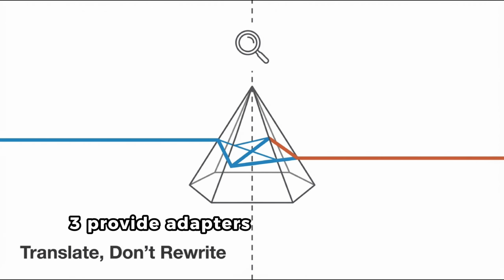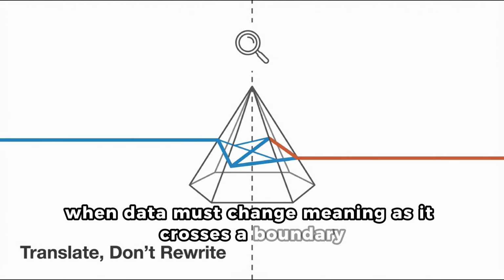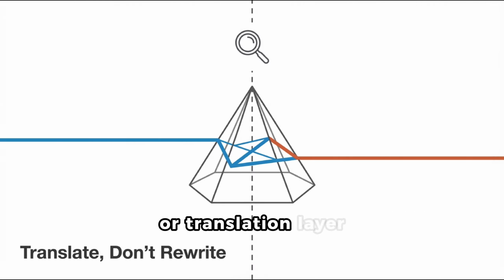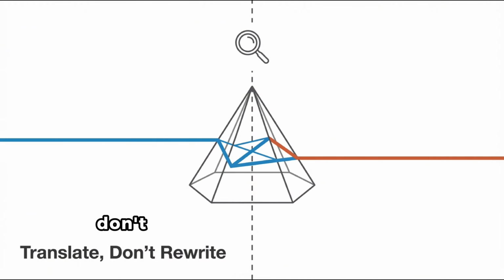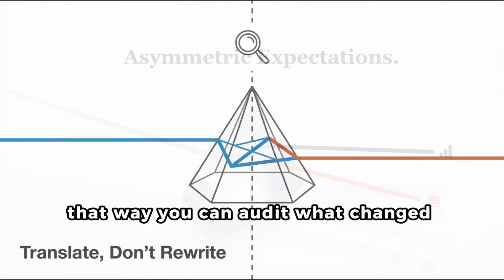3. Provide adapters, not silent rewrites. When data must change meaning as it crosses a boundary, put the transformation in a dedicated adapter or translation layer and version it. Don't change semantics in place. Translate explicitly and log it. That way you can audit what changed and why.